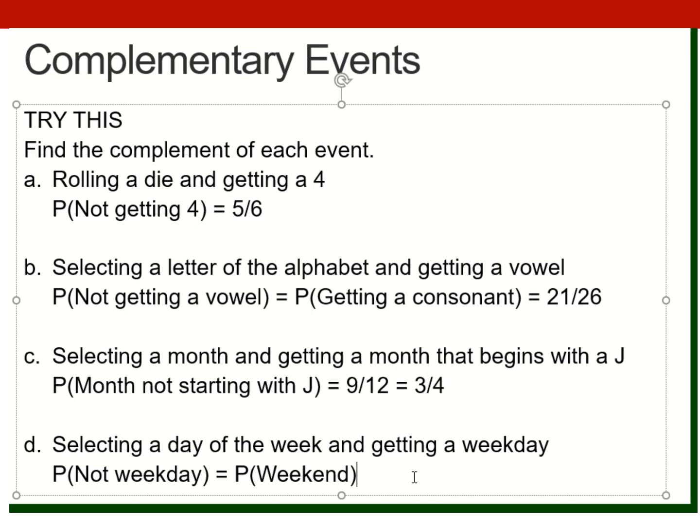Selecting a day of the week and getting a weekday. How many weekdays do you have? 5. So not a weekday, 2/7. Okay, complementary events are events that are just the opposite of it. Exactly the opposite of it.